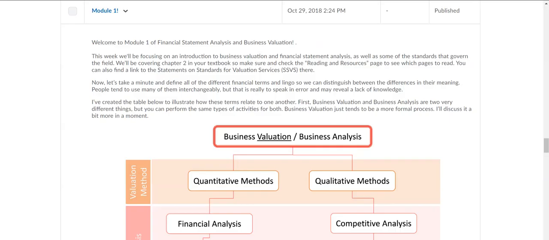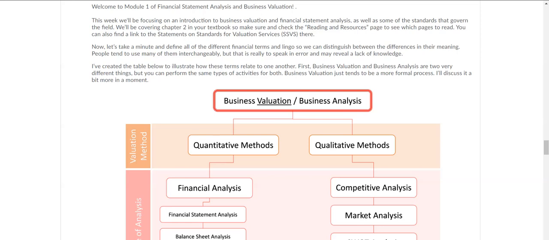All right, so now let's look at the terms business valuation and business analysis. Now these are often used synonymously, but really they're different. Business valuation is like a niche within finance. It's really like a profession. People do this for a living. I was a business valuation analyst for a long time. But within both of these terms, you can separate the types of analyses between quantitative and qualitative.